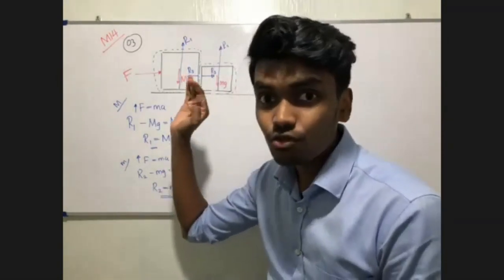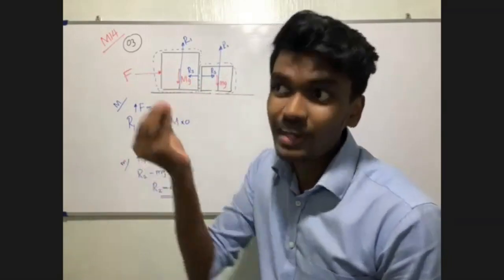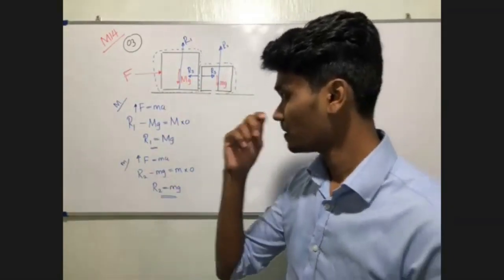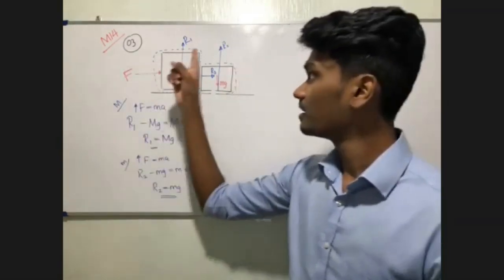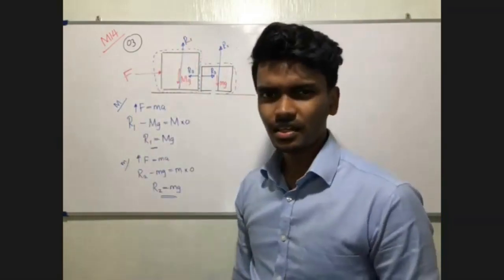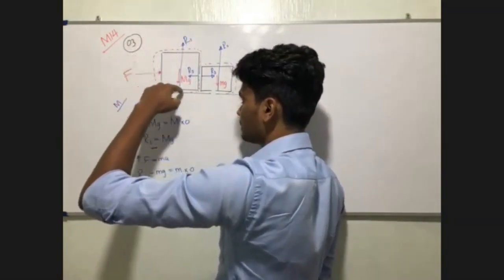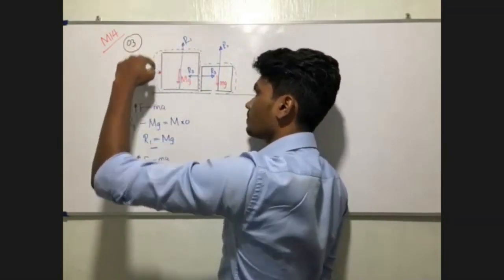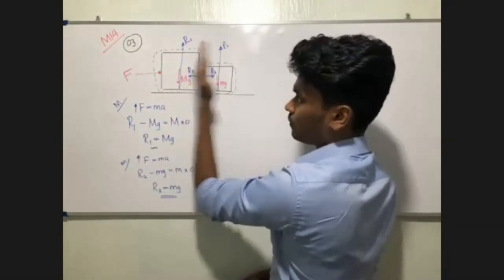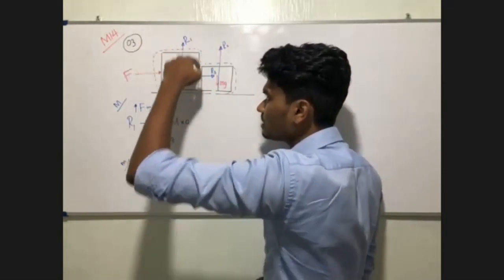They're not simply asking us to draw the reactions. What they are asking is us to find the magnitude of the reactions. Therefore, first of all, I need to find R1. What I considered was only the capital M object. Forget about this small m. Forget about the ground. Consider only the capital M.